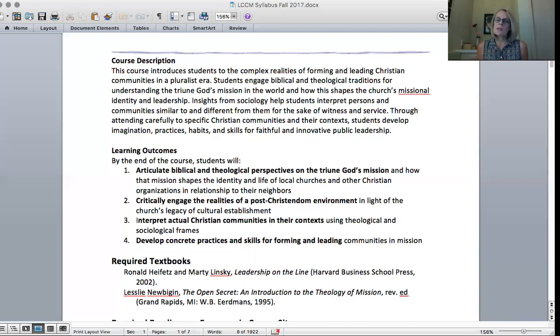Then we want you to think about, in light of this post-Christendom environment, a time when the church is no longer in the center, but has varying places of power and influence within society, what it means to critically engage the realities around us.